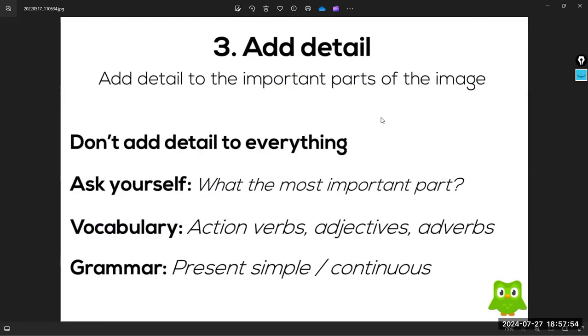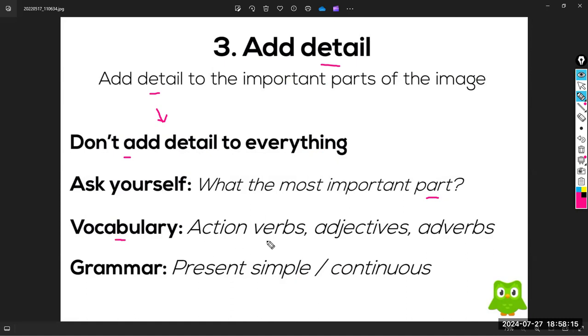So this is exactly what I have to do. Now, adding details is really important. I have to add detail to the important parts of the image. Don't add detail to everything. You have to keep speaking until the 1 minute is finished. Ask yourself all the time, what's the most important part in the image?